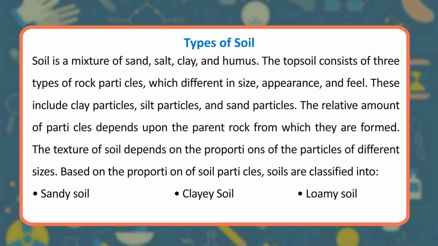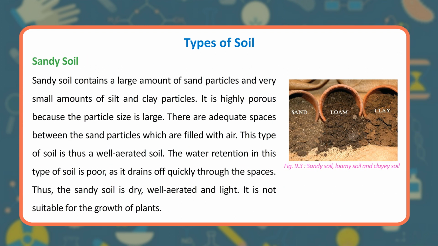Based on the proportion of soil particles, soils are classified into sandy soil, clayey soil, and loamy soil. Sandy soil contains a large amount of sand particles and very small amounts of silt and clay particles. It is highly porous because the particle size is large.